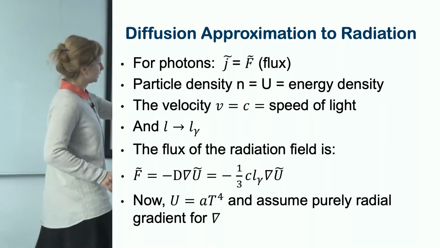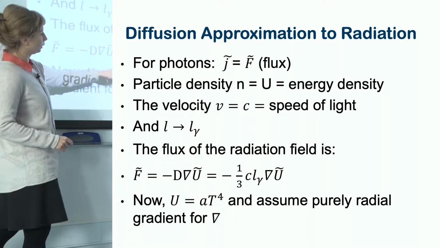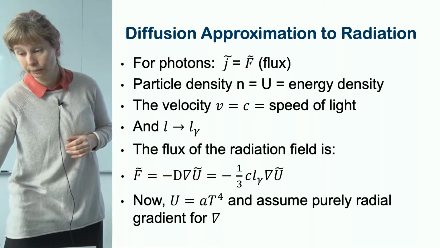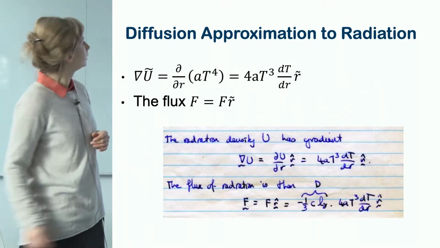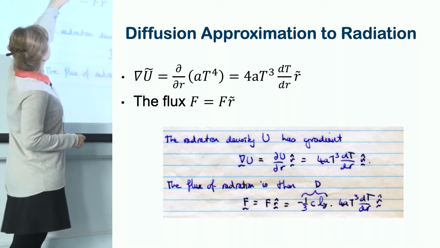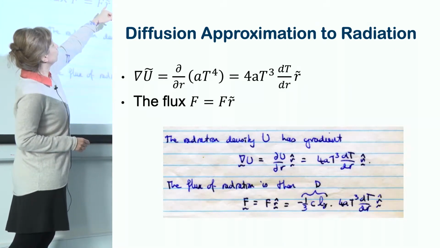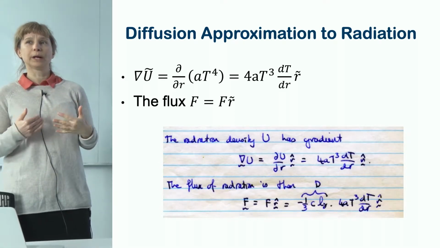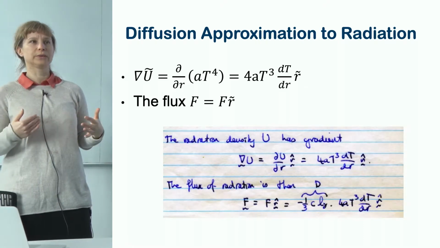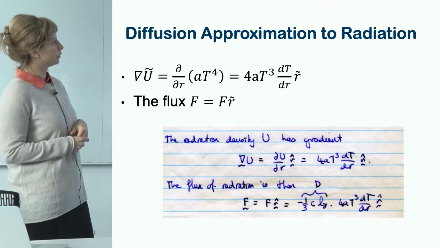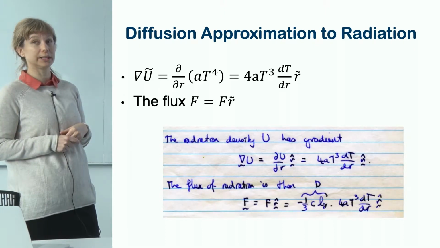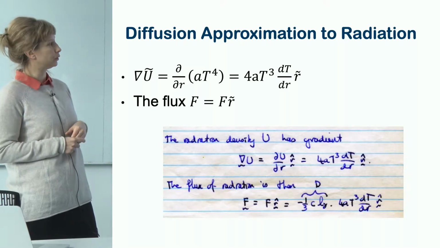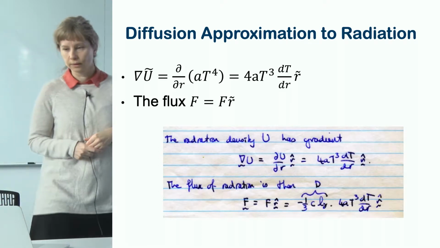So now, U is a T to the 4th. We learnt this when we looked at thermodynamics. So we can differentiate this just in the radial direction, which is what we've done up here. So this is just the dT/dr. So we have 4aT cubed dT/dr in the radial direction. So we're starting to build up an equation for our temperature gradient. We already see we have a dT/dr in there now, where our flux is just again in the radial direction.